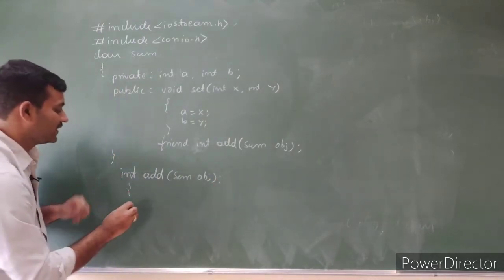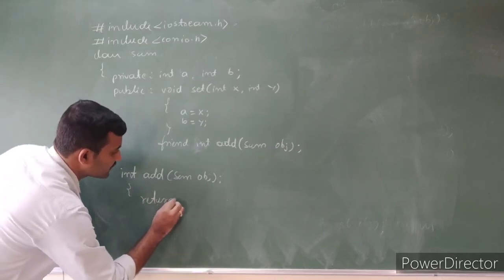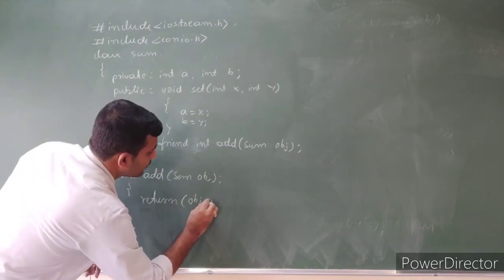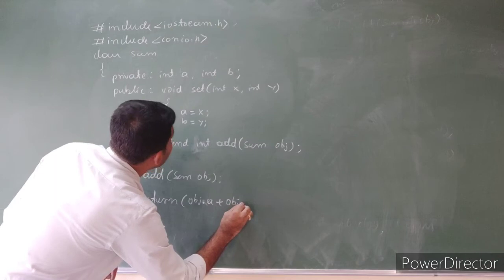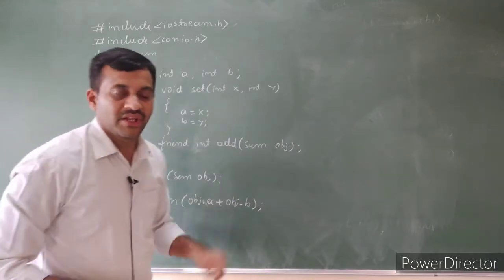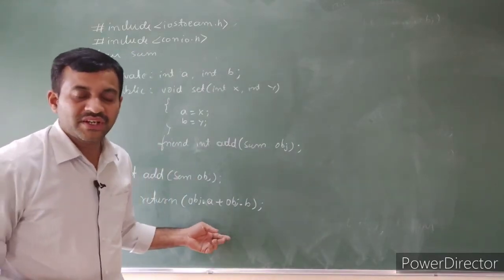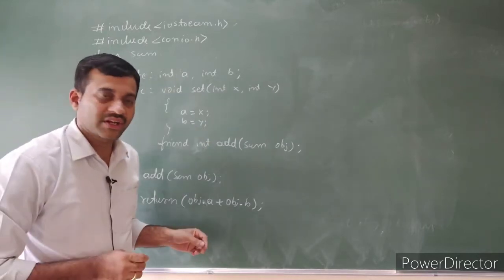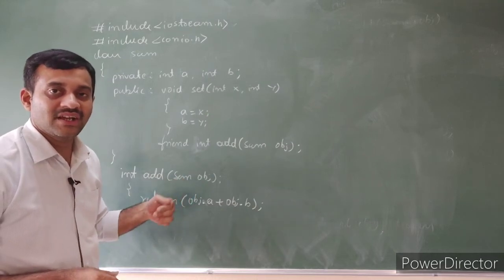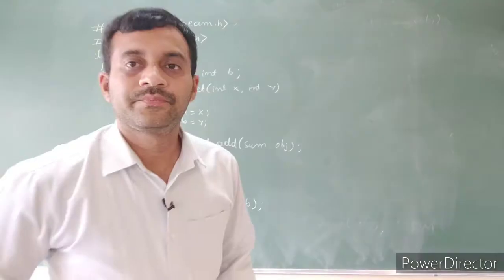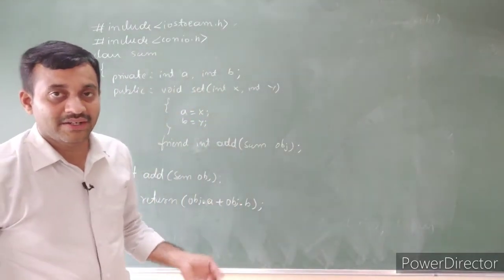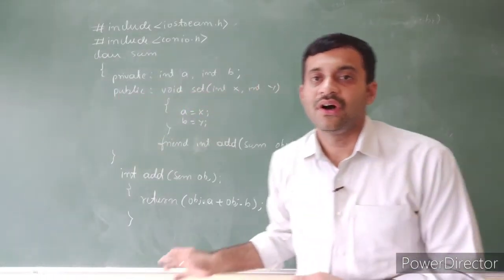Then the return type specifier is integer, hence it returns object dot a plus object dot b. It returns object dot a plus object dot b. So using the object and the member access operator, that is the dot operator, it can access the data members. See how the friend function accesses a data member. It accesses the private members but cannot access them directly. It can access the private members only through an object.